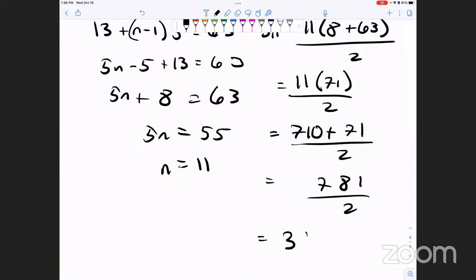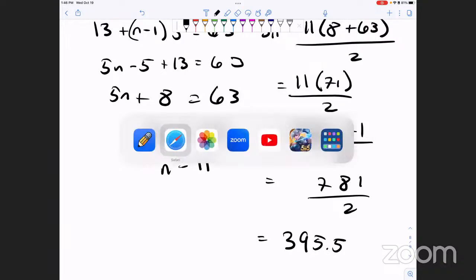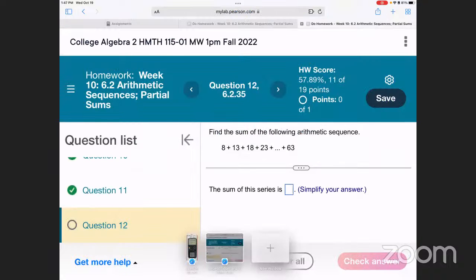3, 9, 5.5. I think that's it. 395.5. Oh, I'm not confident in that one. No, let me see. That can't be right.